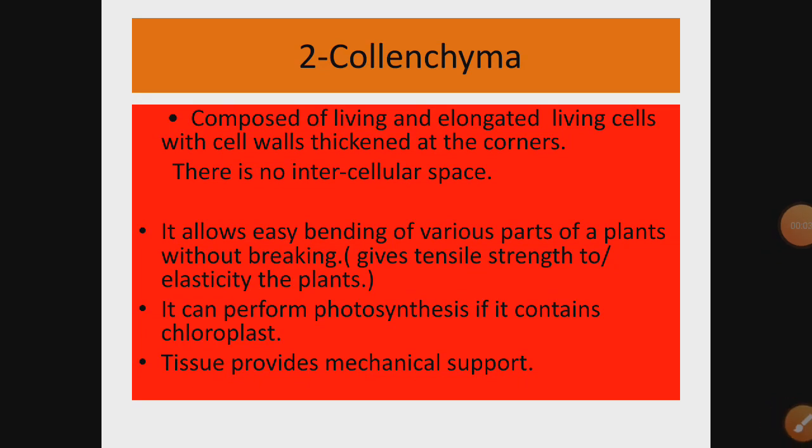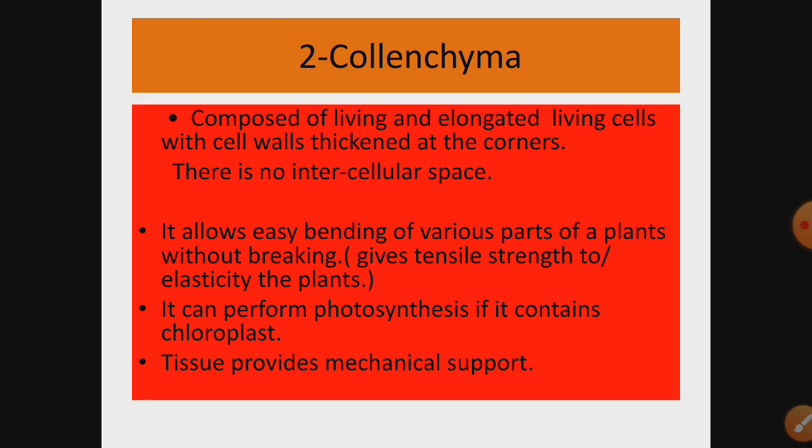Good morning, students. So far, we have discussed meristematic tissue that is responsible for growth and development in plants. Then we started with permanent tissue. Under that group, nowadays we are doing simple permanent tissue. Under simple permanent tissue, we have got three types of tissue: one, parenchyma, second, collenchyma, and third, sclerenchyma. So today we will discuss collenchyma.